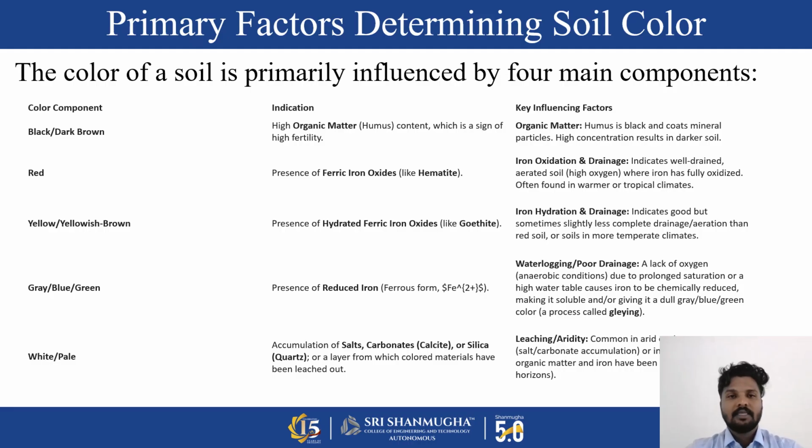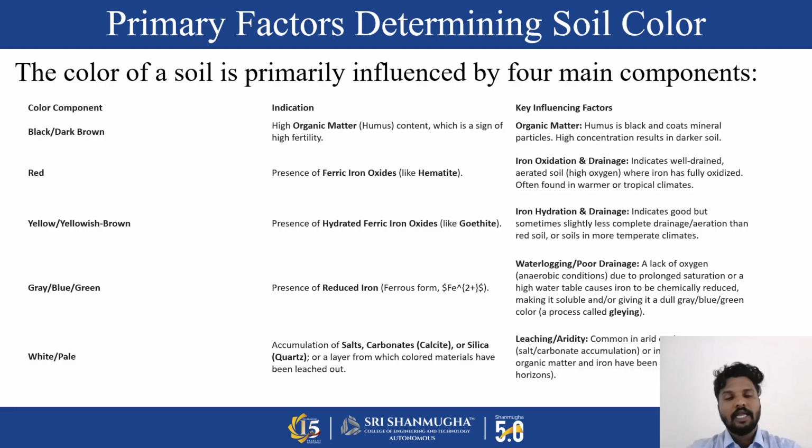Then the next one is the red colored soil. Red soils indicate the presence of ferric iron oxides like hematite. Red color indicates that the soil has good drainage and aeration, where iron is fully oxidized, often found in warmer tropical climates. So red soils can be seen in warmer tropical climate zones.